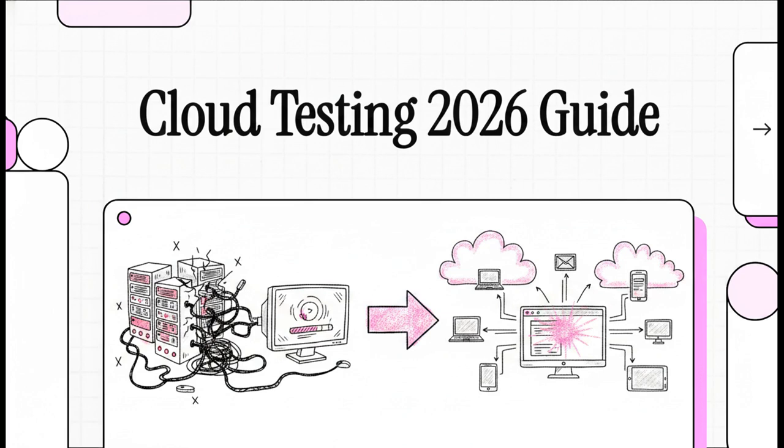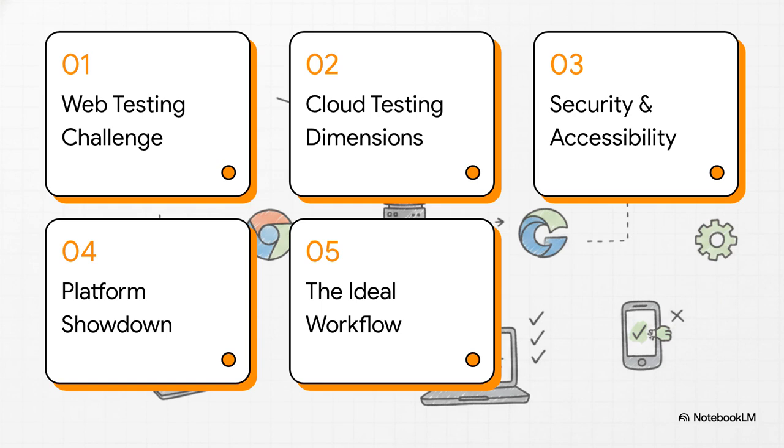So in this explainer, we're going to break down exactly how and why testing has shifted to the cloud, giving you instant access to literally any browser, OS, and device setup you can think of, all from your single machine. Okay, so here is our roadmap for today. We're going to start by looking at the sheer scale of the web testing challenge. Then, we'll explore the deeper dimensions of cloud testing, how to secure these environments, run a quick platform showdown, and finish up with an ideal workflow that you can actually start using today.